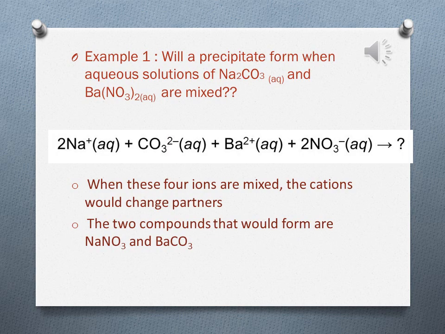Let us start with example 1. Will a precipitate form when aqueous solutions of sodium carbonate and barium nitrate are mixed? So, first, look at the equation below. 2Na+ plus CO3 2- plus Ba2+ plus 2NO3-. First, when these four ions are mixed, the cations would change partners. So, the two compounds that might form are sodium nitrate, NaNO3, and barium carbonate.